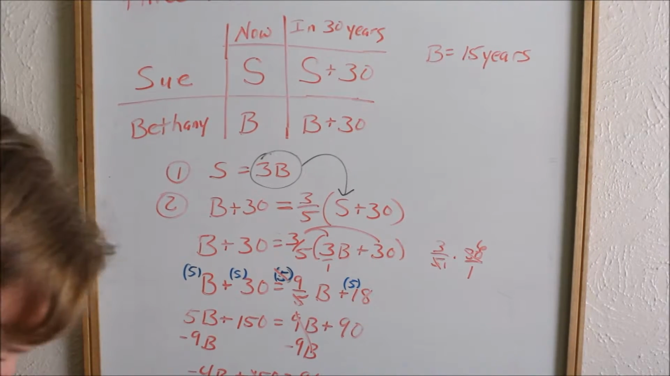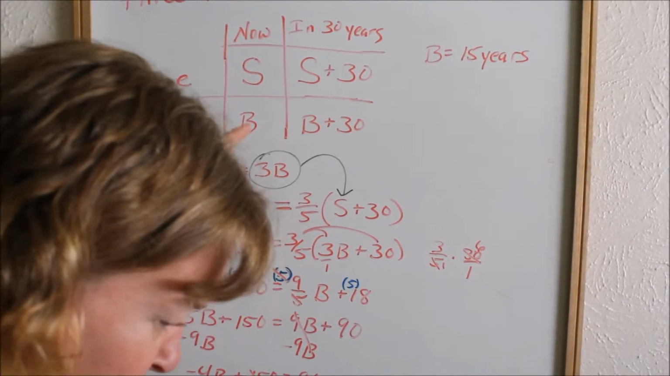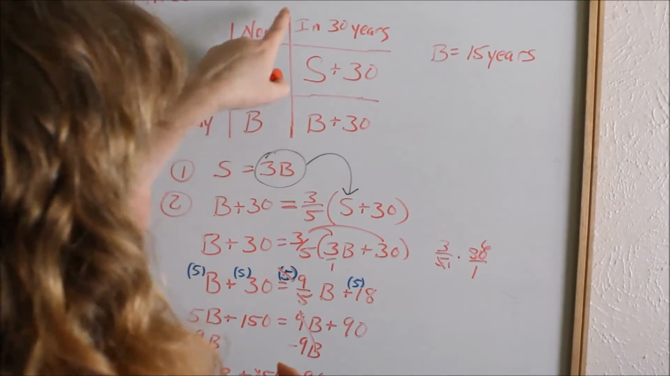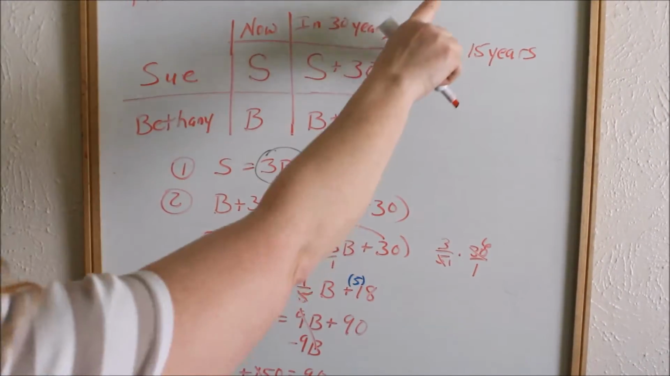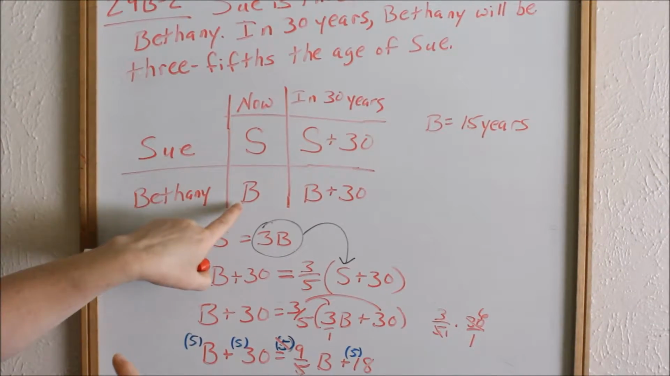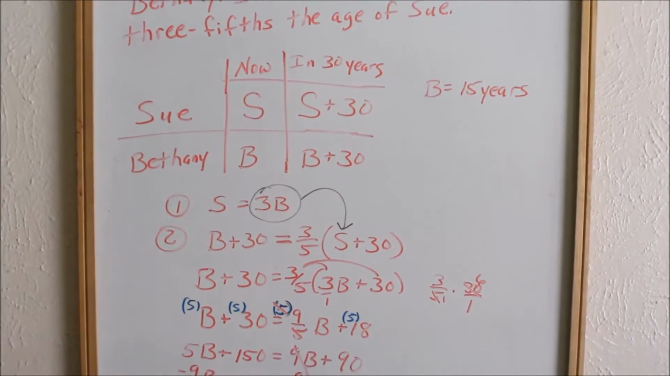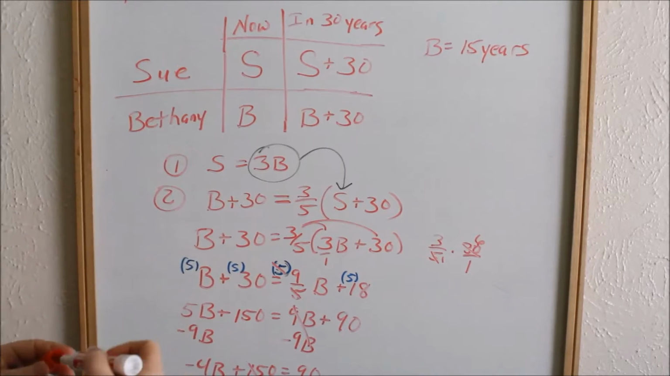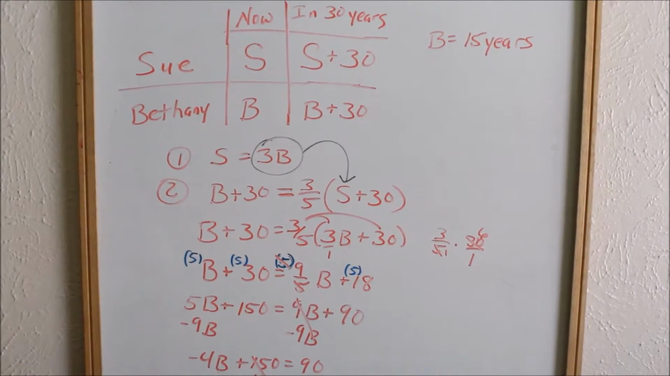I didn't write the question of what we're trying to find. We're trying to find how old is each now. I did not write that up in here, but we're trying to find how old is each now. So we're actually trying to find what is the age of Bethany and Sue now. So we know the age of Bethany. How are we going to find out the age of Sue?